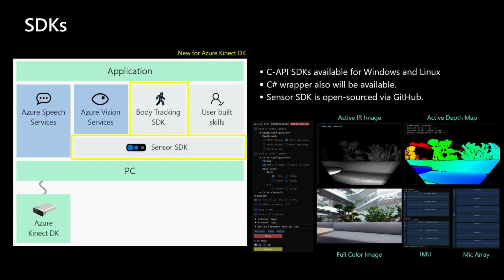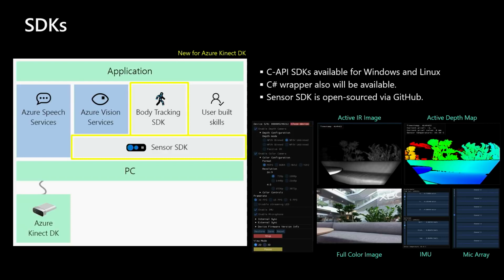This tool, which is shown in the bottom right of the screen, enables you to plug in the camera, start it up, and immediately see the IR images, the depth map, the color image, get the IMU streams in the microphone array, and just see how sensitive everything is, what it looks like in your environment. As well as on the left there, you can start playing with the different modes of the cameras, aspect ratios, frame rates that I mentioned.